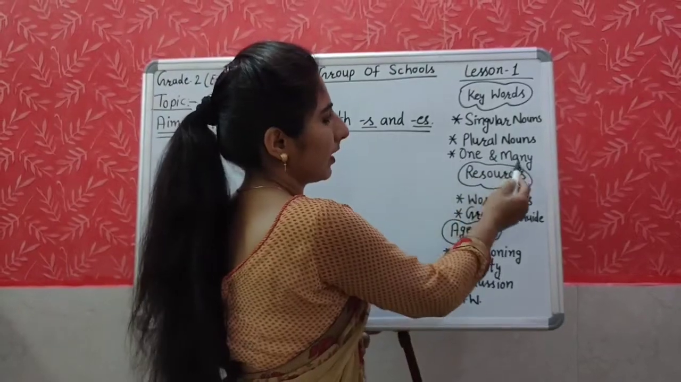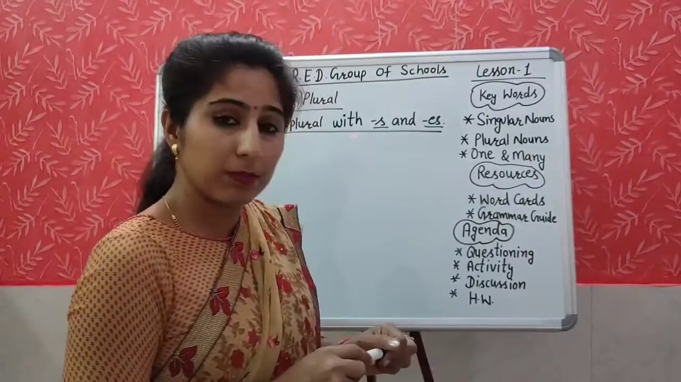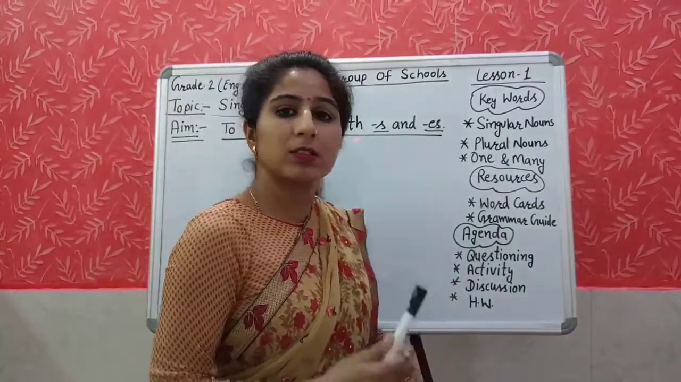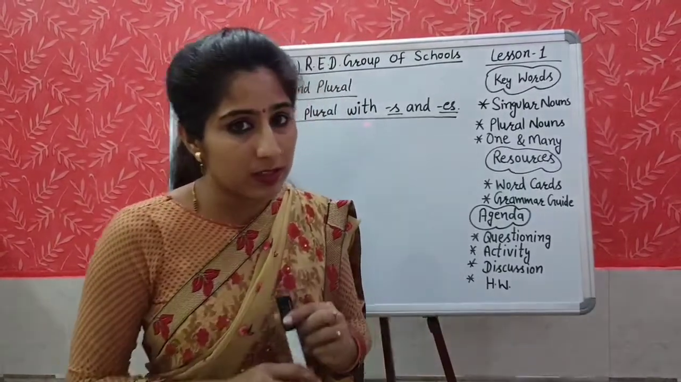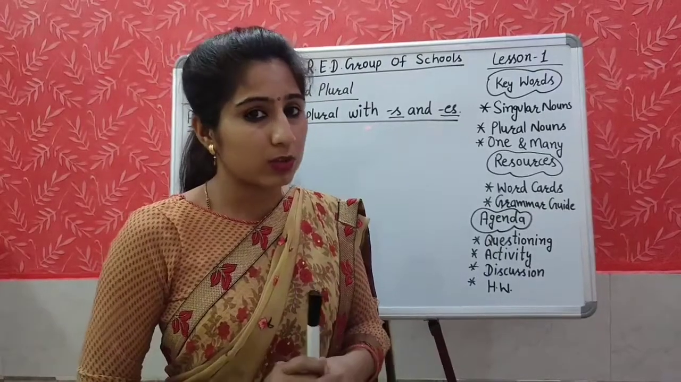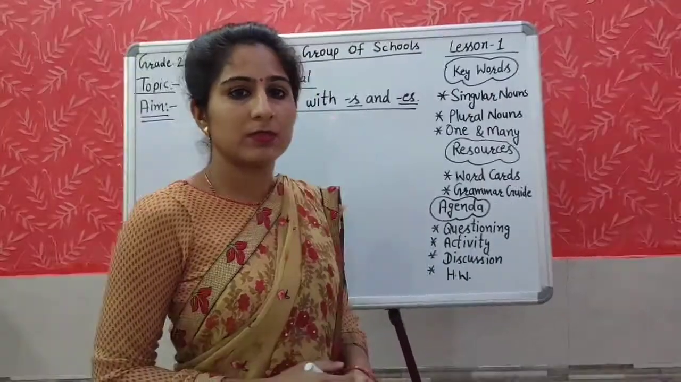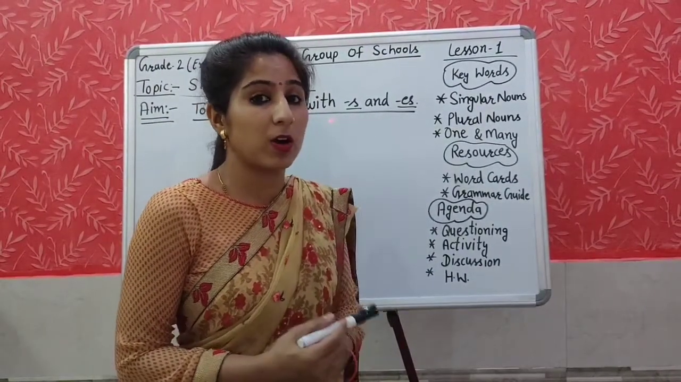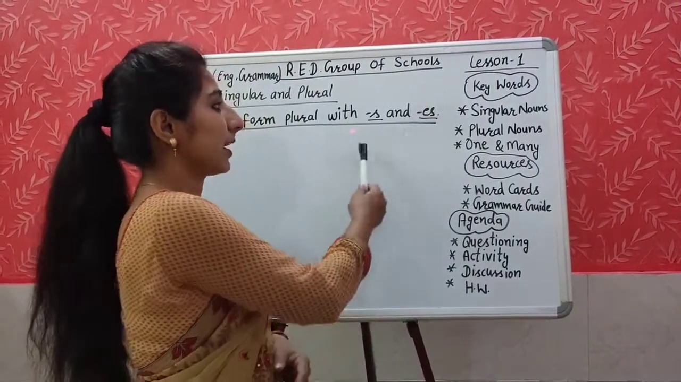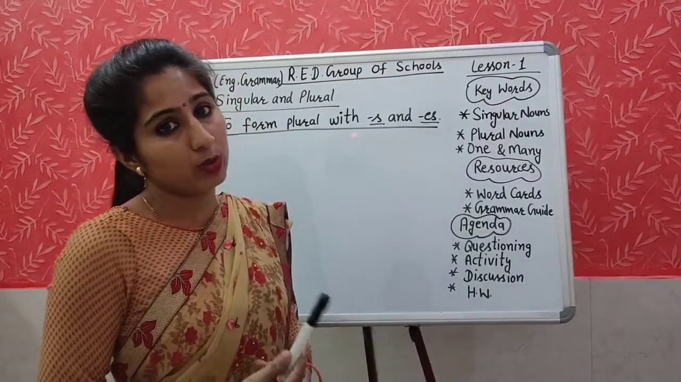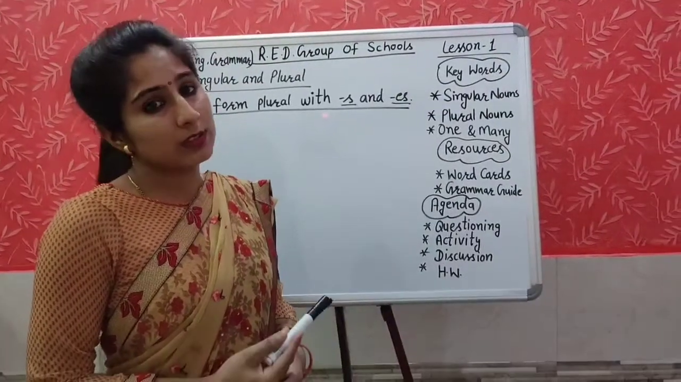Keywords today: one and many, singular nouns, plural nouns. One means one thing, many means more than one, singular means single things, plural means more than one thing. As you have learned in the previous class, in our fourth class, I told you about one and many, the singular and the plural things. I told you how to use s and es, where to add s or where to add es. Again, this is our grammar class, so again I am going to tell you these things.